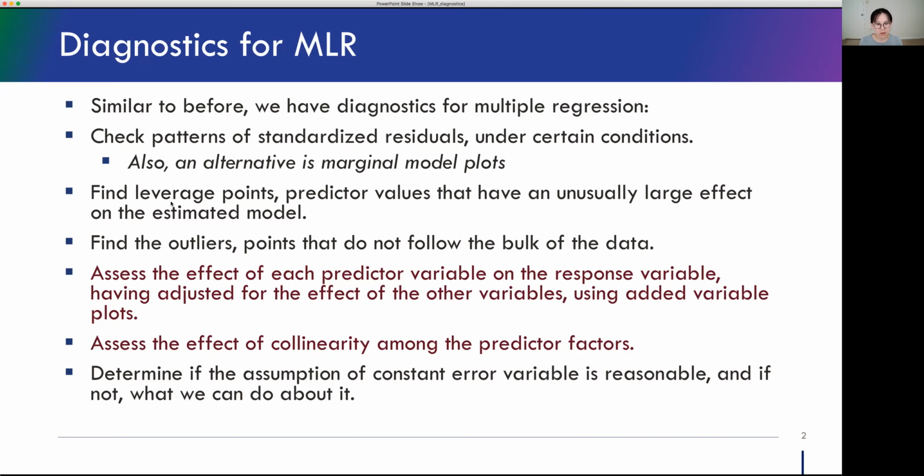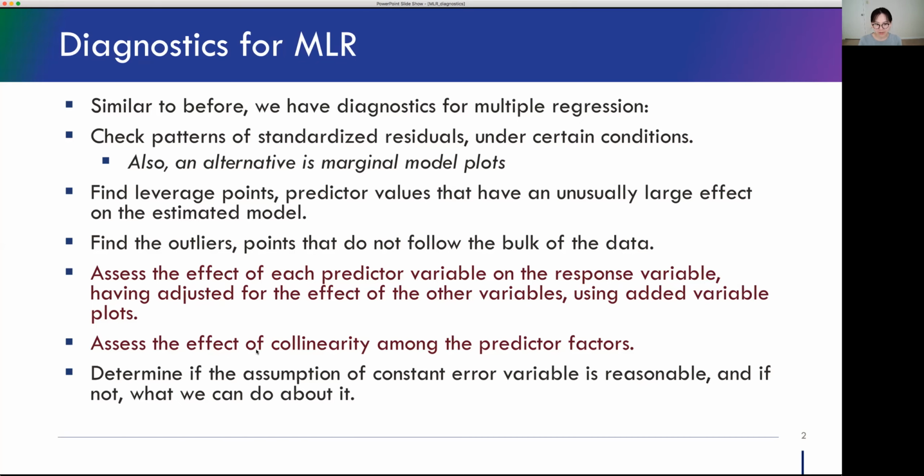this chapter. We also studied what leverage points are and how to determine if it's a good leverage point or a bad one by looking at whether it's an outlier. Outliers are those that do not follow the bulk of the data. Yeah, so those are just similar to before, and this is the new thing.